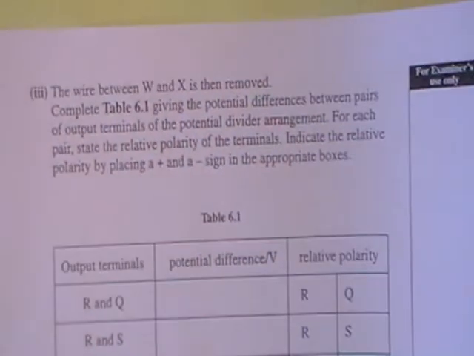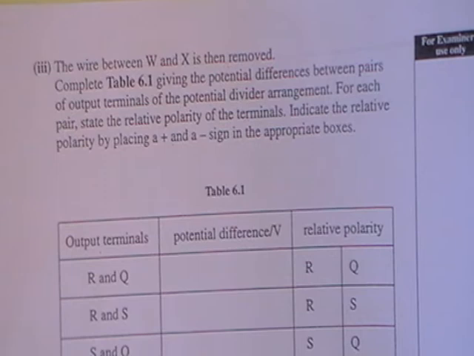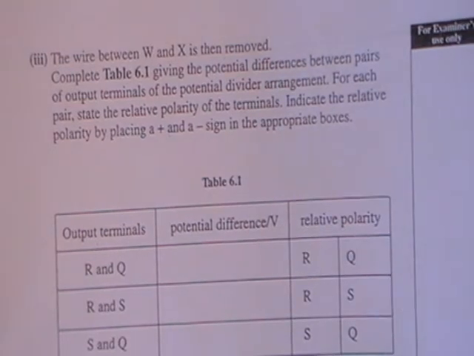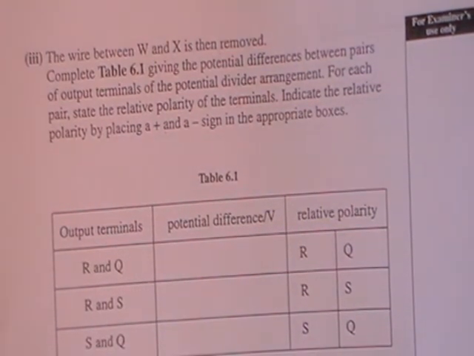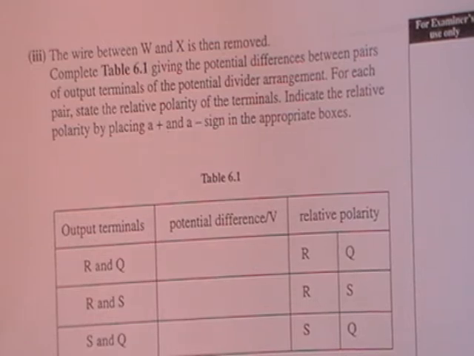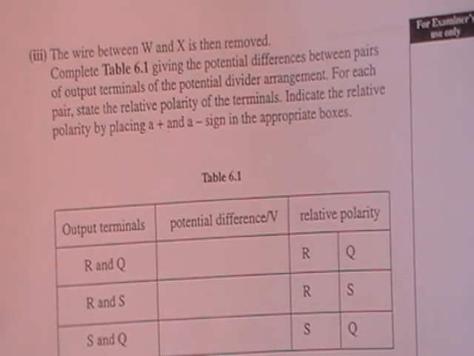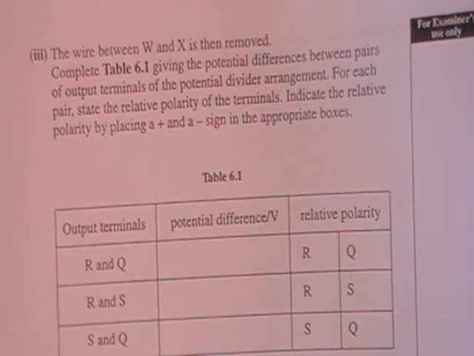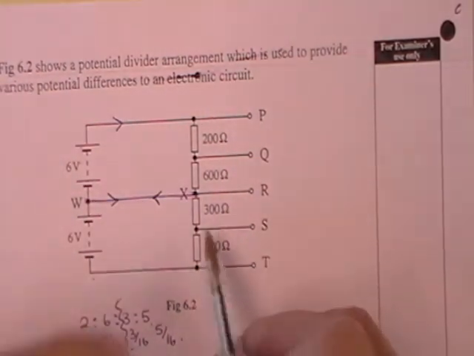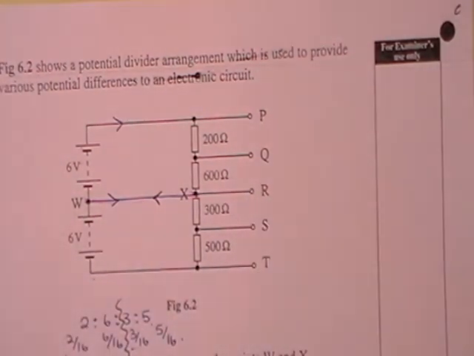Now the third part of the question: the wire between W and X is then removed. Complete table 6.1 giving the potential differences between pairs of output terminals of the potential divider arrangement. For each pair, state the relative polarity of the terminals. Indicate the relative polarity by placing a plus and a minus sign in the appropriate boxes. So what we're trying to find is the potential difference between R and Q, R and S, and S and Q. If we look back again at the diagram, we're ignoring this line again. We'll just work them all out.